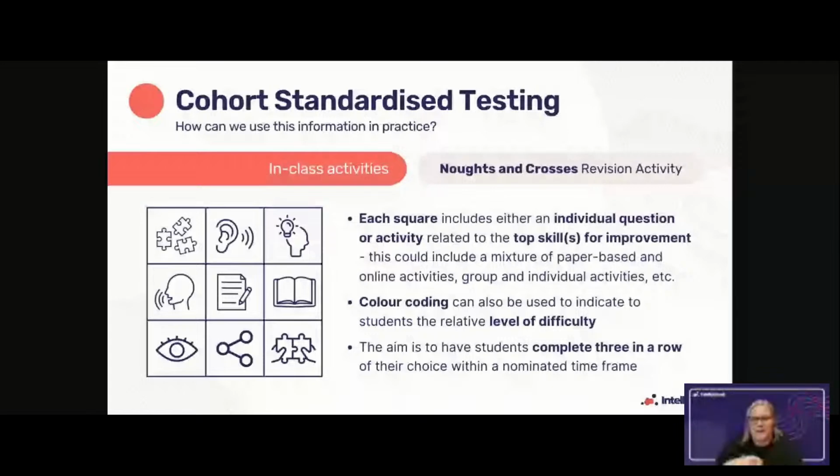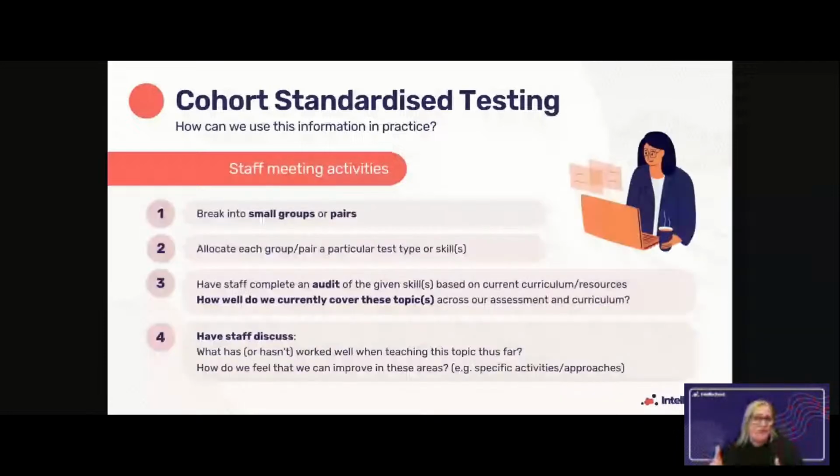So other than in the classroom, I was also a head of department for a number of years. So I have some really good ideas for how you could take that information and have the team work together to actually reflect on your skills. What I would do first of all is, depending on the size of your working team or department, you could break into small groups, you could break into pairs. Again, you will know what works best for your department.